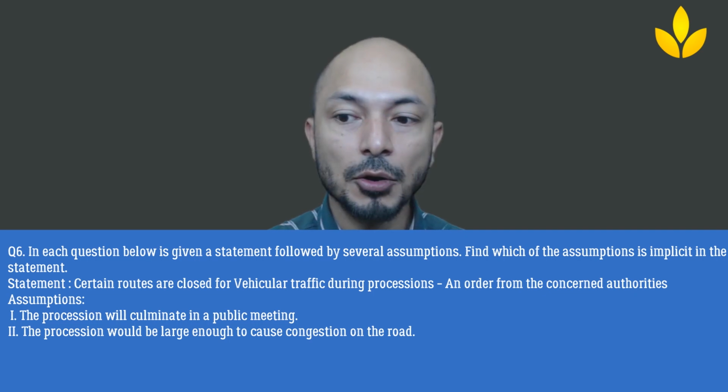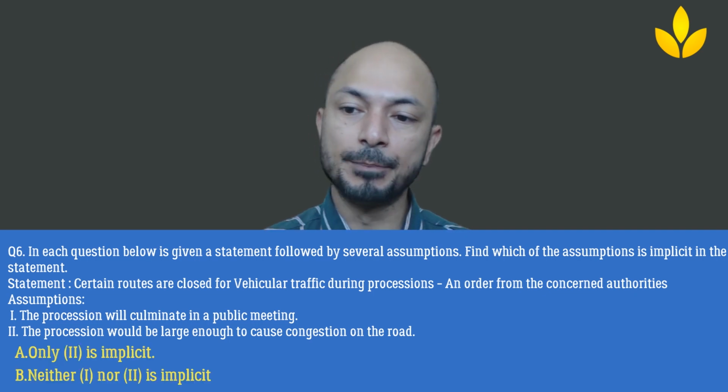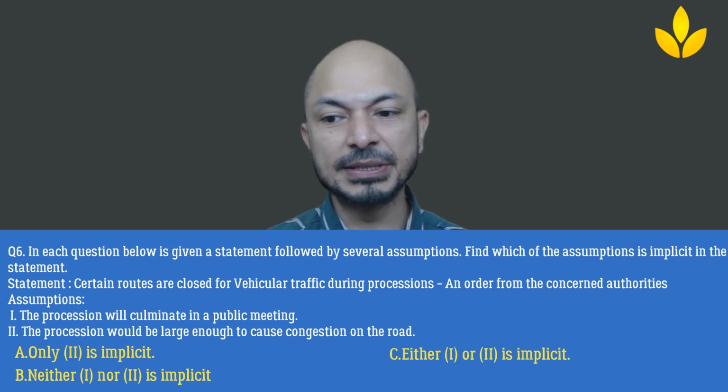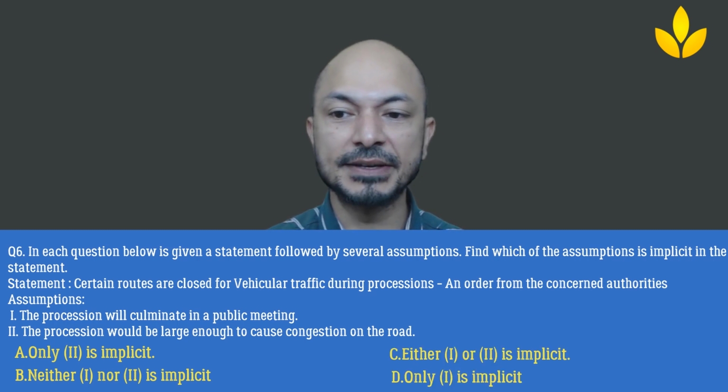So, is it A, only 2 is implicit? B, neither 1 nor 2 is implicit? C, either 1 or 2 is implicit? And D says only 1 is implicit.